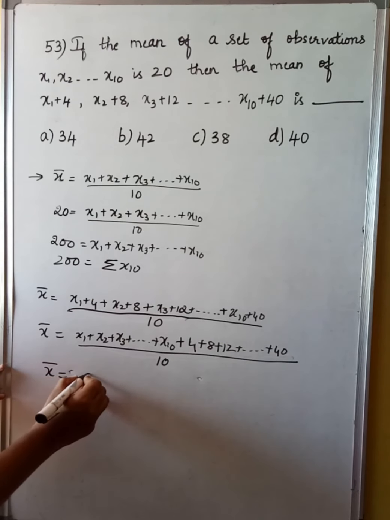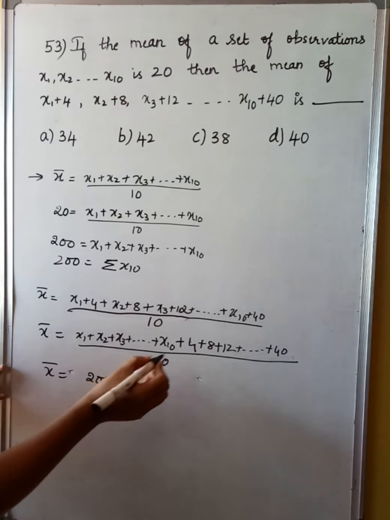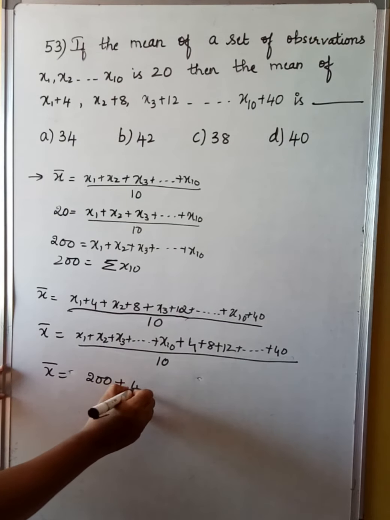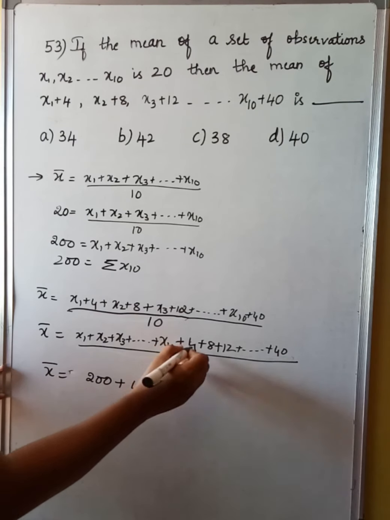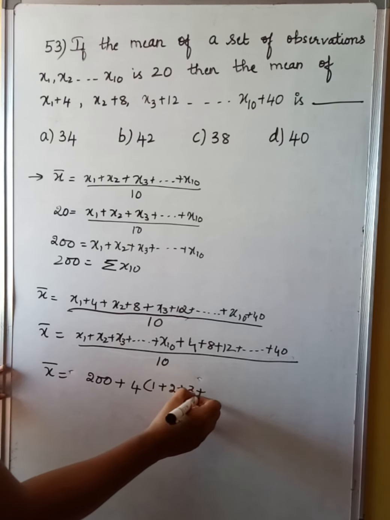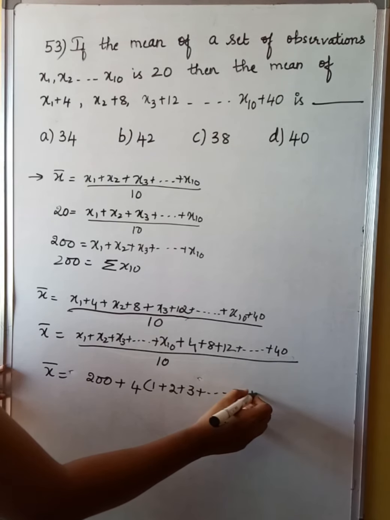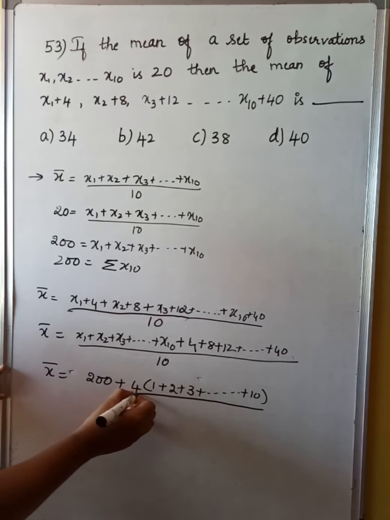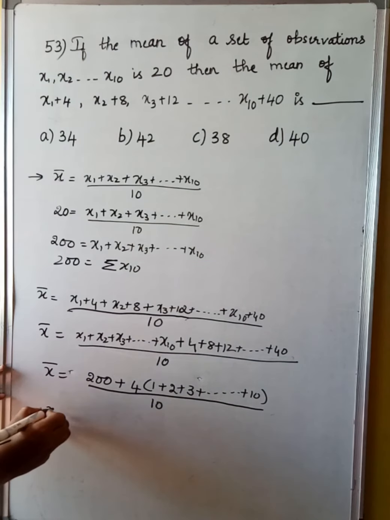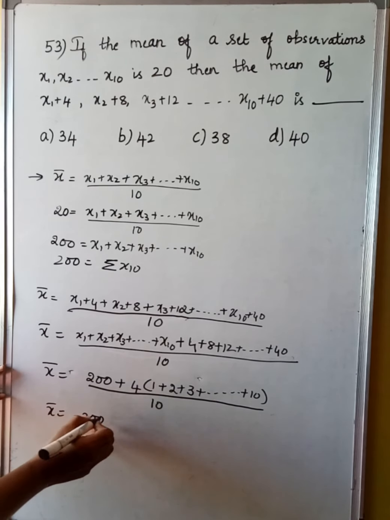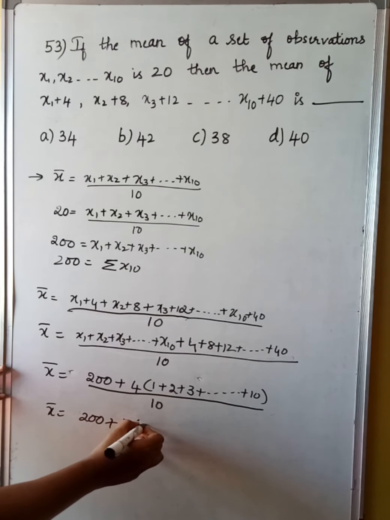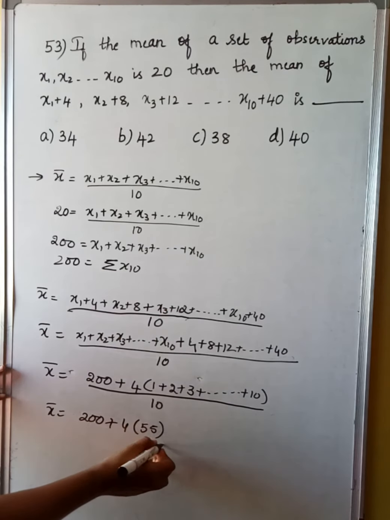Therefore, x bar is equal to 200 plus, directly you can add the terms. Okay. If not, you can take 4 common, if you are not able to directly add the terms. So if 4 is common, 1 plus 4 2s are 8 plus 4 3s are 12 plus so on up till 4 10s are 40, whole divided by 10. Is it clear? Now x bar is equal to 200 plus 4 times 1 plus 2 plus 3 so on up till 10, which is nothing but what? It is nothing but 55.